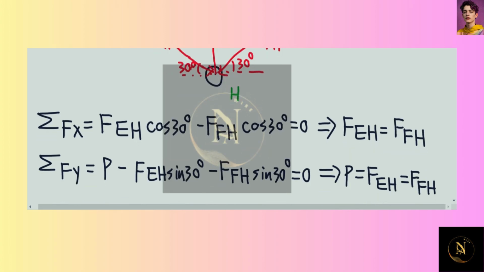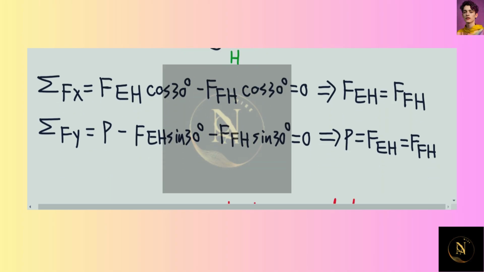Now let's take a look at the net force along the y direction, which is P minus FEH sine 30 degrees minus FFH sine 30 degrees is equal to 0. And this will give us P is equal to FEH, which is equal to FFH, since sine 30 degrees is equal to 1/2. And since there are two sine 30 degree terms here, 1/2 times 2 is equal to 1. And this will give us P is equal to FEH and FFH.